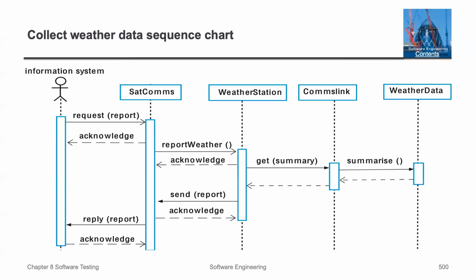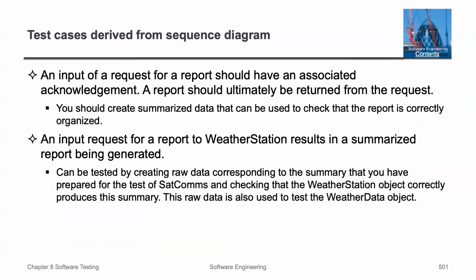So here is a diagram showing the collecting weather data sequence chart. And so we have the information system, and we've walked through these types of interactions before. So you have the SATCOM, the weather station, the comlink, and the weather data. And basically it trickles down to where you're getting the weather data, and the results of that are then passed back to the information system. So you get a request, it trickles through, comes back, and that data is successfully passed on.